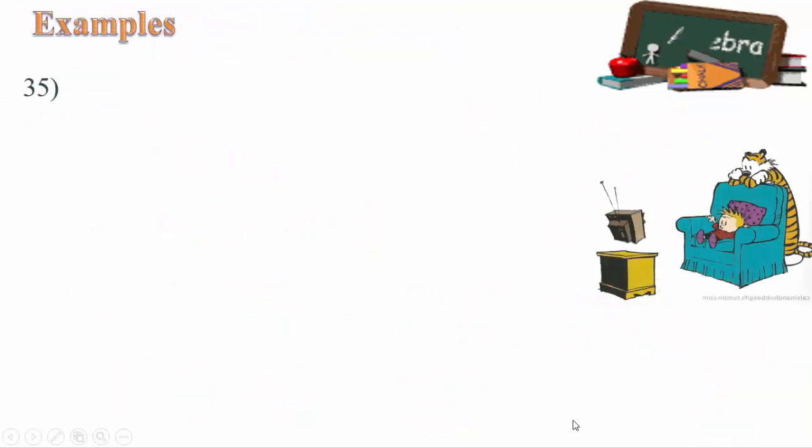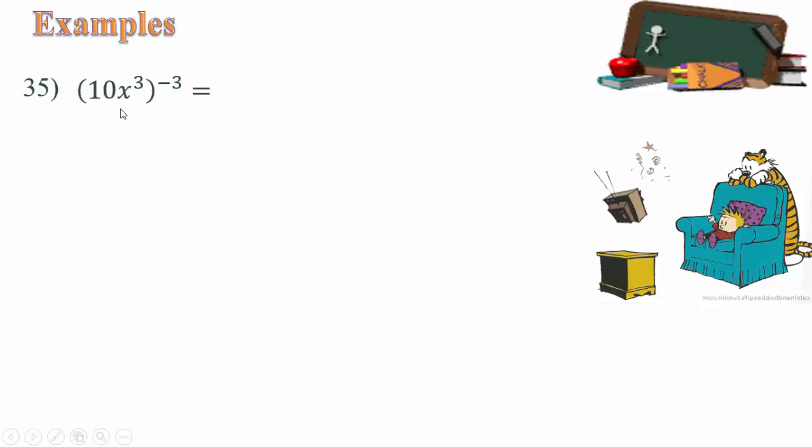In example number 35, we have 10x cubed, and this is to the -3rd power. So here again, I'm going to work this out on the whiteboard. In example number 35, I have 10 to the x cubed to the -3.